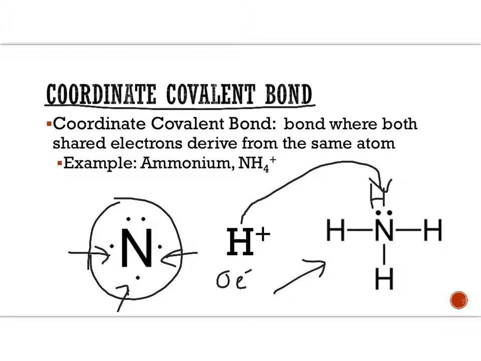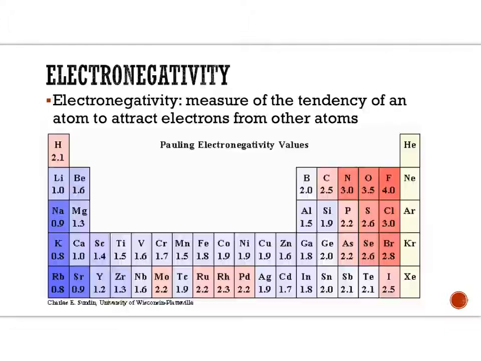And what happens is it forms a covalent bond where these 2 electrons are shared, but those 2 electrons are both from the nitrogen atom. That's called a coordinate covalent bond. It's a vocabulary term that you're going to need to know for the assessment coming up.